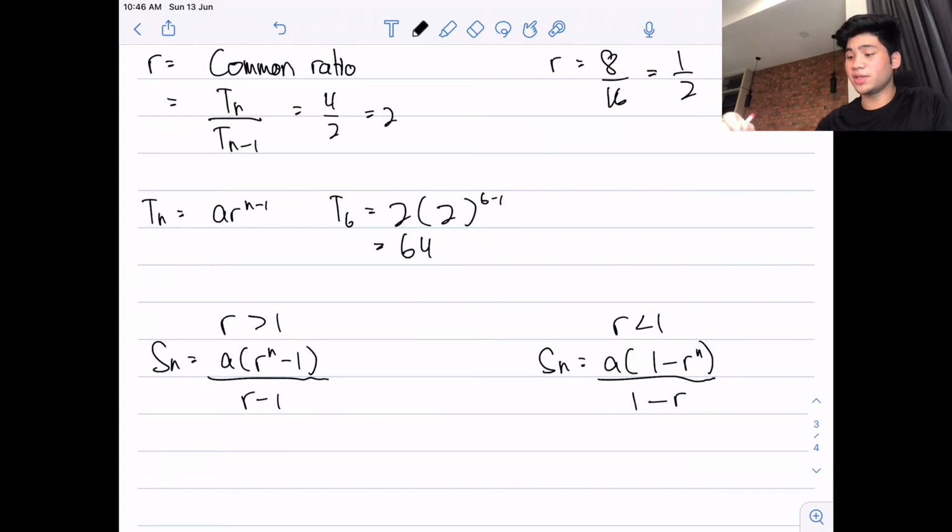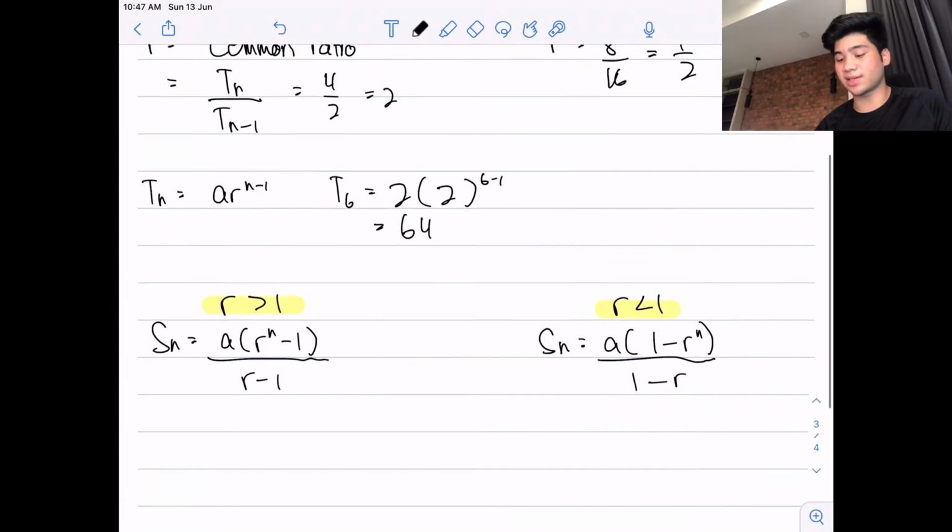So for me, the easiest way to remember is by looking at the placement of the r. So we already know that when r is greater than 1, r can minus 1. So we put it before 1, right? And when r is less than 1, it's going to be smaller than 1. So that means 1 can minus r. So you put it on the right, like that.